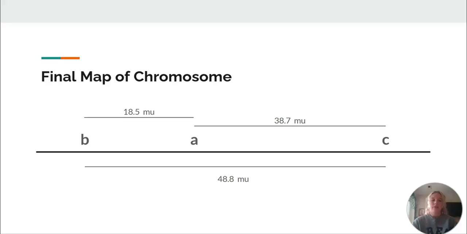So it shows an accurate final map of the chromosome, with BAC being the total order, with genes B and A being 8.5 mapping units apart, A and C being 38.7 mapping units apart, and B and C being 48.8 mapping units apart.